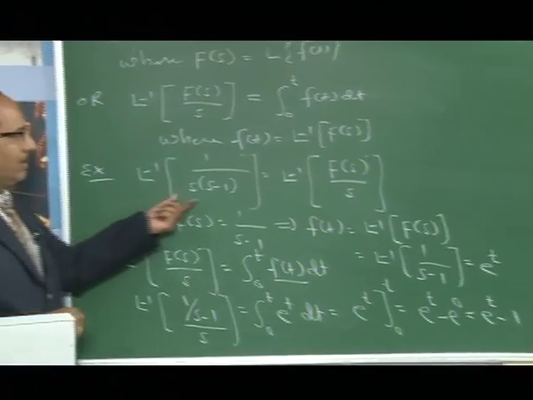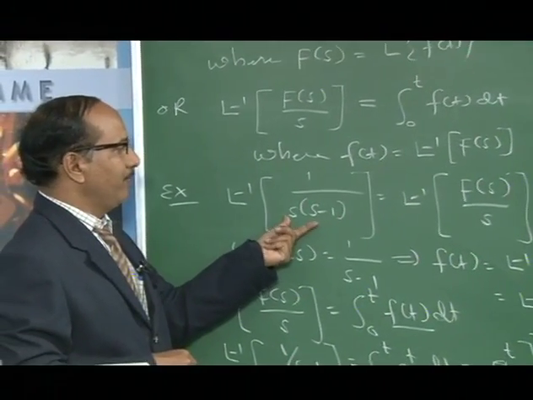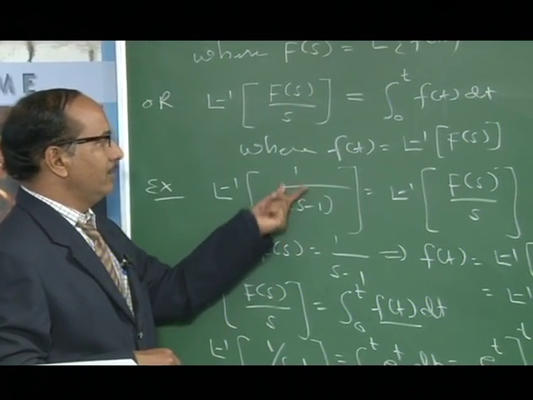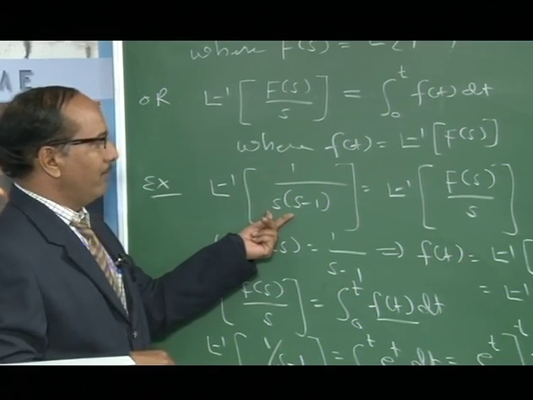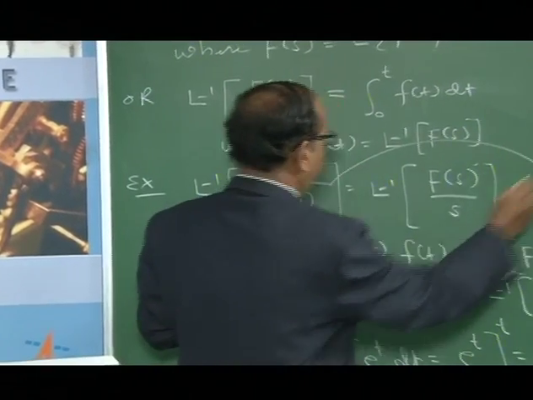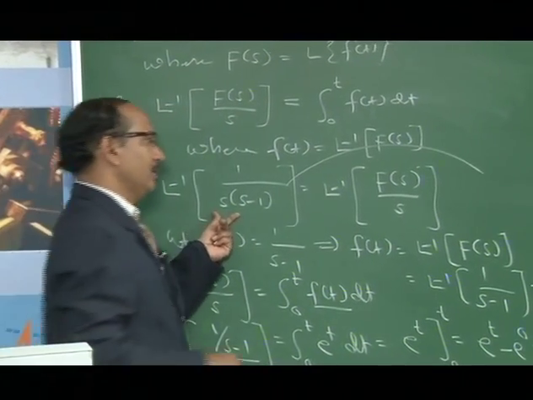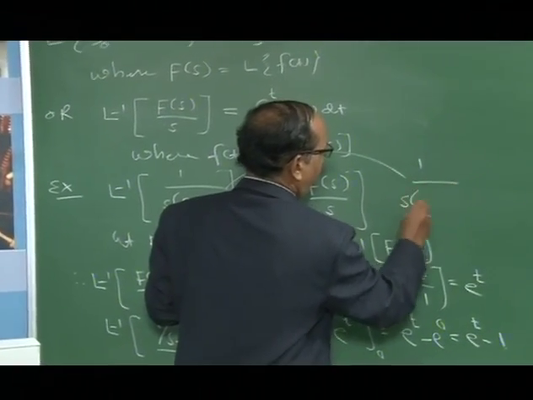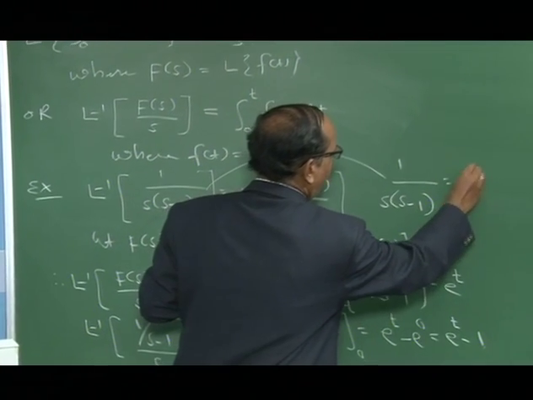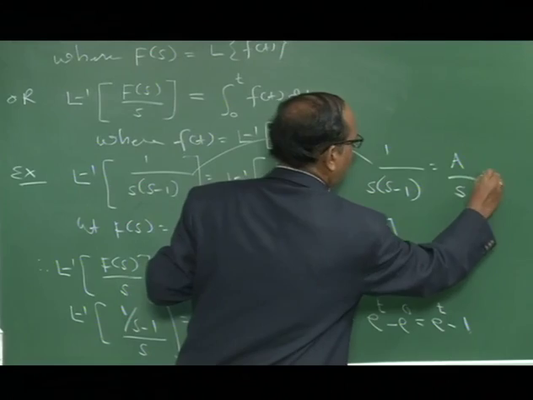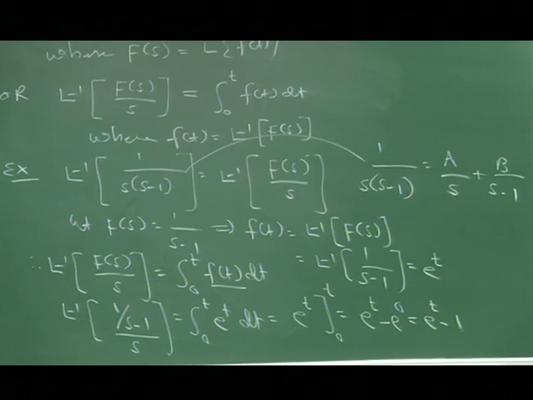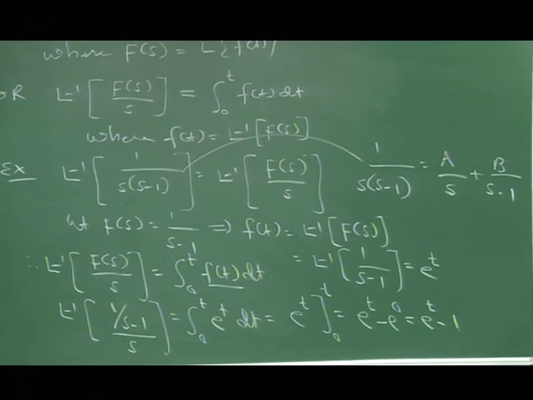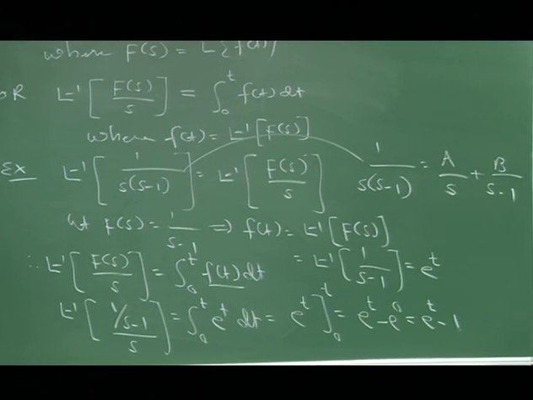One can use the partial fraction method also for the same problem. We already learnt about partial fractions. You can see the denominators, there are linear and non-repeated factors. One can use the partial fraction method: 1 upon s into s minus 1, by partial fractions, a upon s, b upon s minus 1. So, for the same problem, two methods are available. One can use the partial fraction method, or use the Laplace transform of integral.